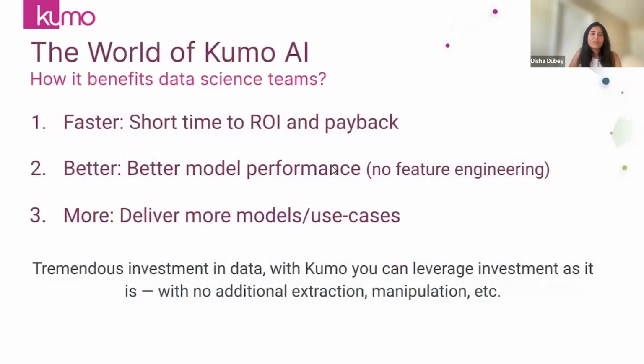Now let's talk about how this helps data scientists. Kumo can basically automate a lot of manual tasks involved in building an end-to-end AI project by directly working on your relational data. Firstly, Kumo simplifies the model creation process by substantially reducing the need for feature engineering and maintaining feature engineering pipelines once the model is in production. This makes data science teams deliver solutions faster.